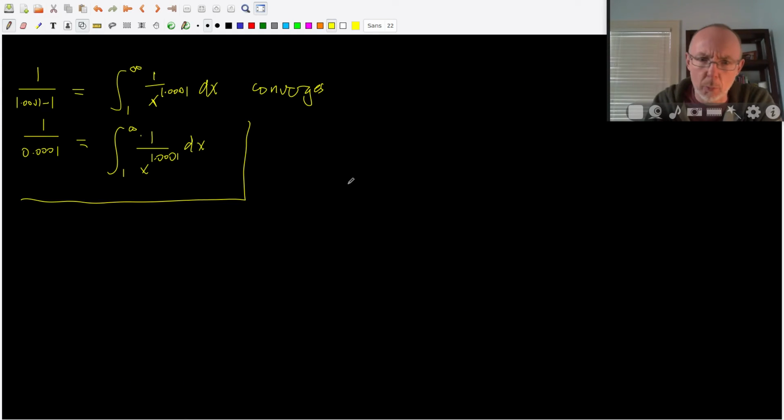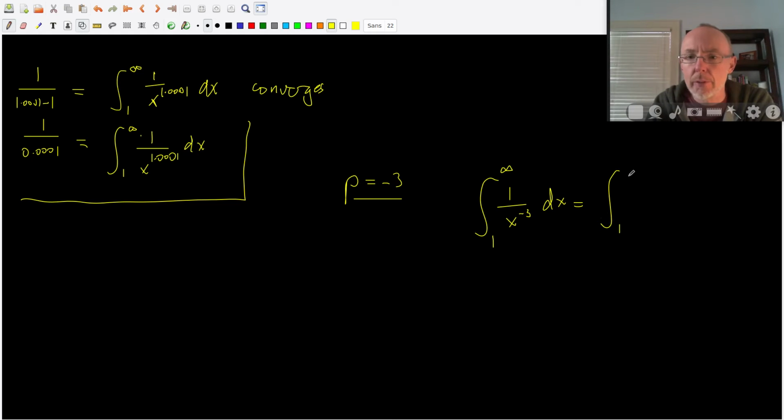Let me give you an example, p being less than 1. For example, p is equal to minus 3. Are we surprised that it diverges? Think about what it is. It's x to the power of minus 3 integrated between 1 and infinity. Well, that's the same as the integral between 1 and infinity of x cubed. This is why, once the exponent gets negative, of course they diverge.